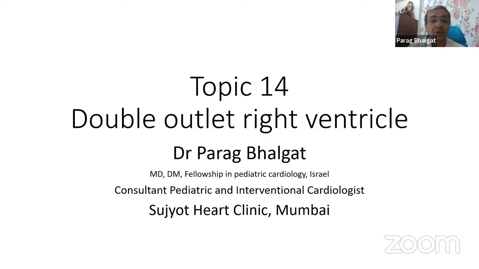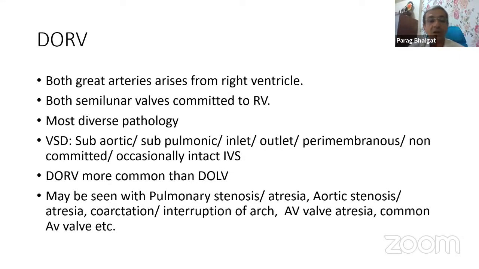So today's first topic is double outlet right ventricle. Double outlet right ventricle means both great arteries arise from the right ventricle, which is far more common than double outlet left ventricle. Both semilunar valves, aortic and pulmonary valve, are committed to the right ventricle. It is one of the most diverse pathologies.